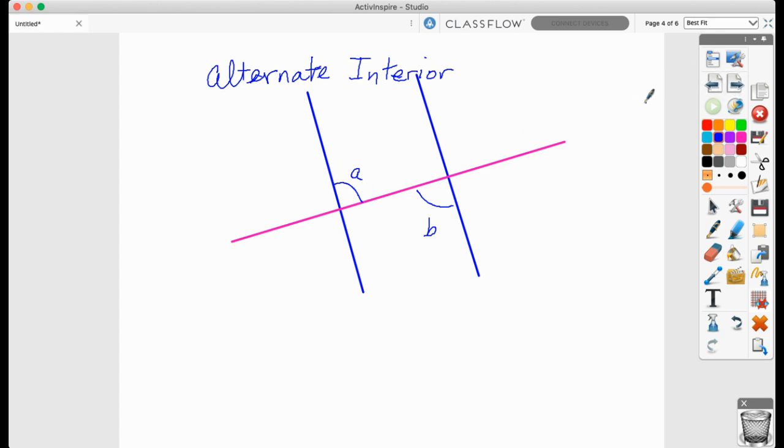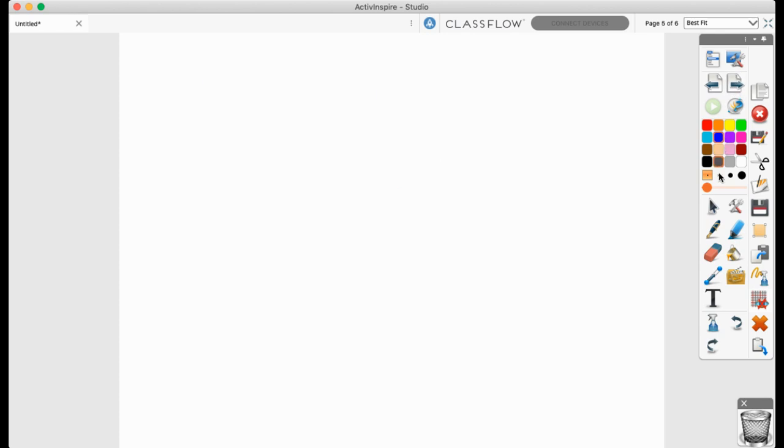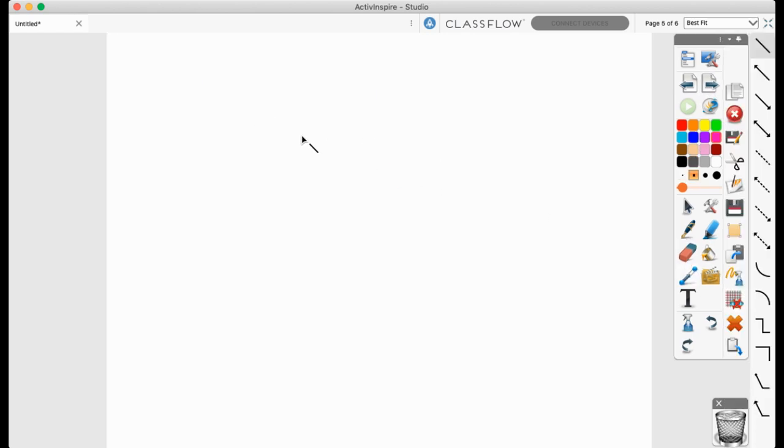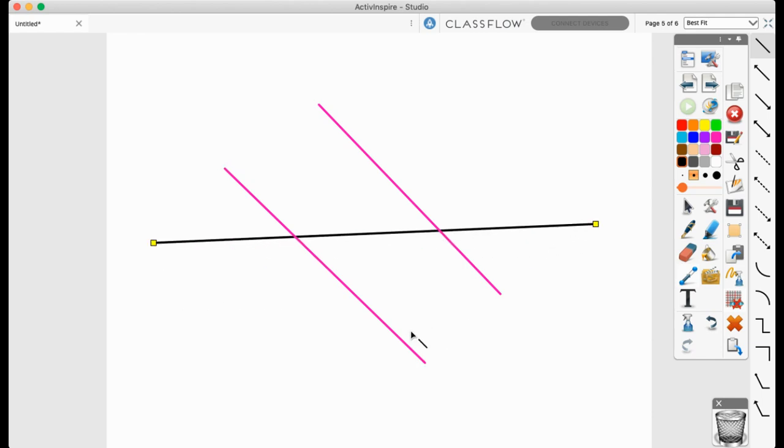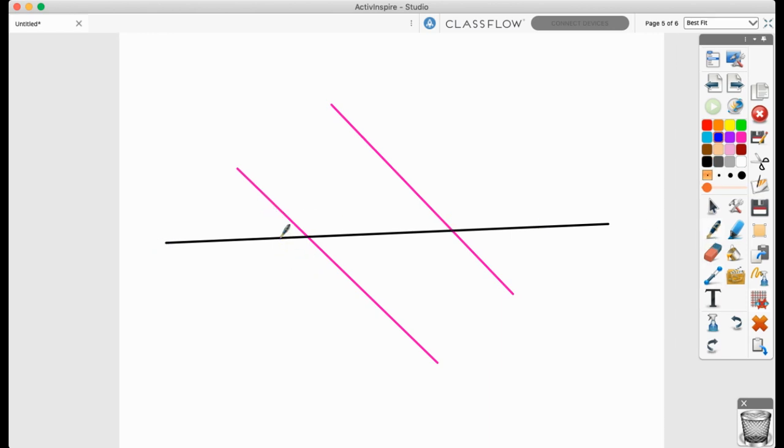Okay, so alternate interior. Now, I also said that we were going to be talking about some exterior stuff. So let's go two parallel lines, and I'm going to make these parallel lines go this way. And then the transversal is going to go this way. Because as long as the lines are parallel, it doesn't really matter which way the transversal goes. Okay, and that's going to create a couple of angles. Let's go with this angle right here. We'll call that A. And then this angle out here, we'll call that B.